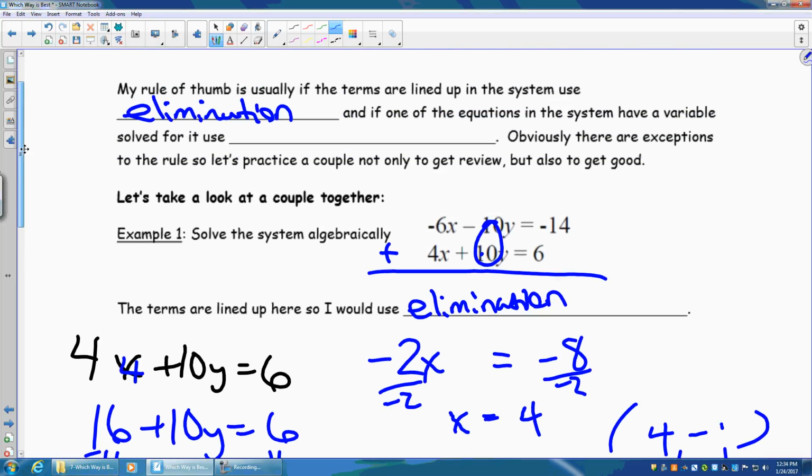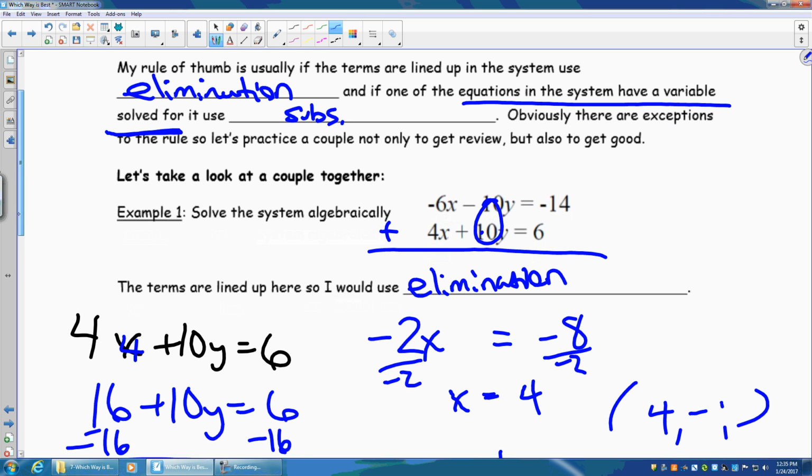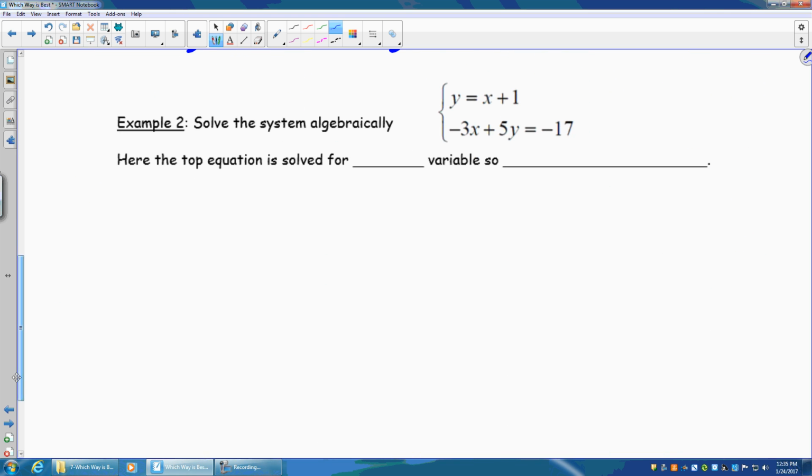So how about substitution then? When was substitution better? If you think back to the beginning of this chapter, that's when we did substitution. Everything that was going on there had a variable solved for. So if one of the equations in the system has a variable solved for, use substitution. All right, so let's take a look at one where a variable is solved for. We're taking a look down at number 2 right here. You guys remember this one where I would say write one of them off to the side. So which one would we write off to the side? Well, obviously the top one, because it's solved for y. So we're going to do substitution, like I said.